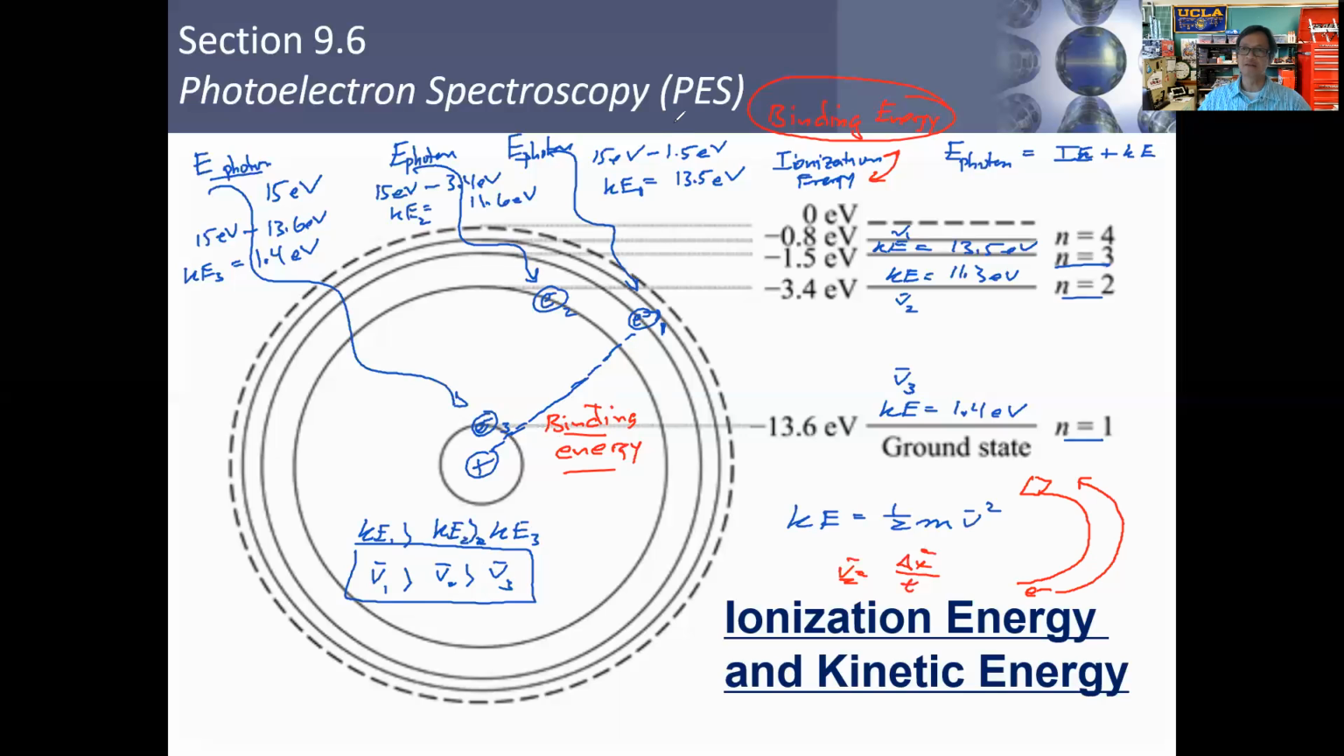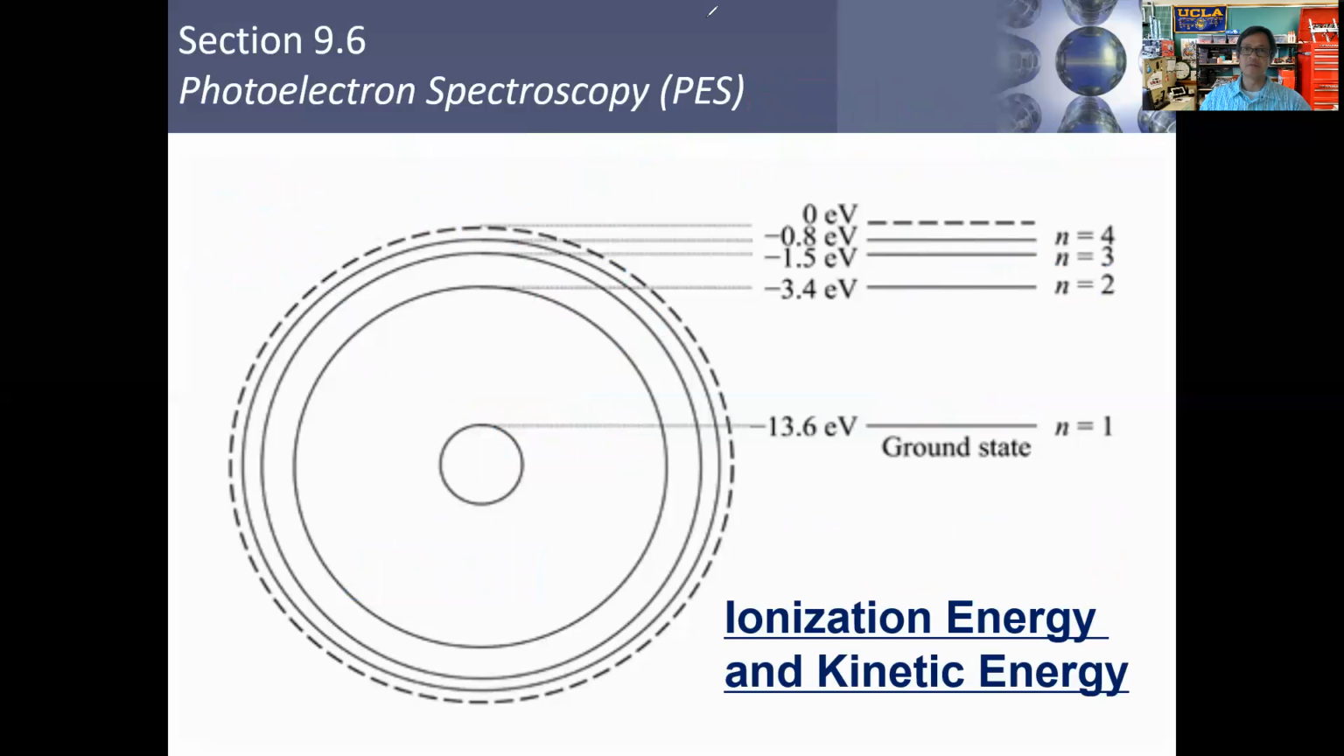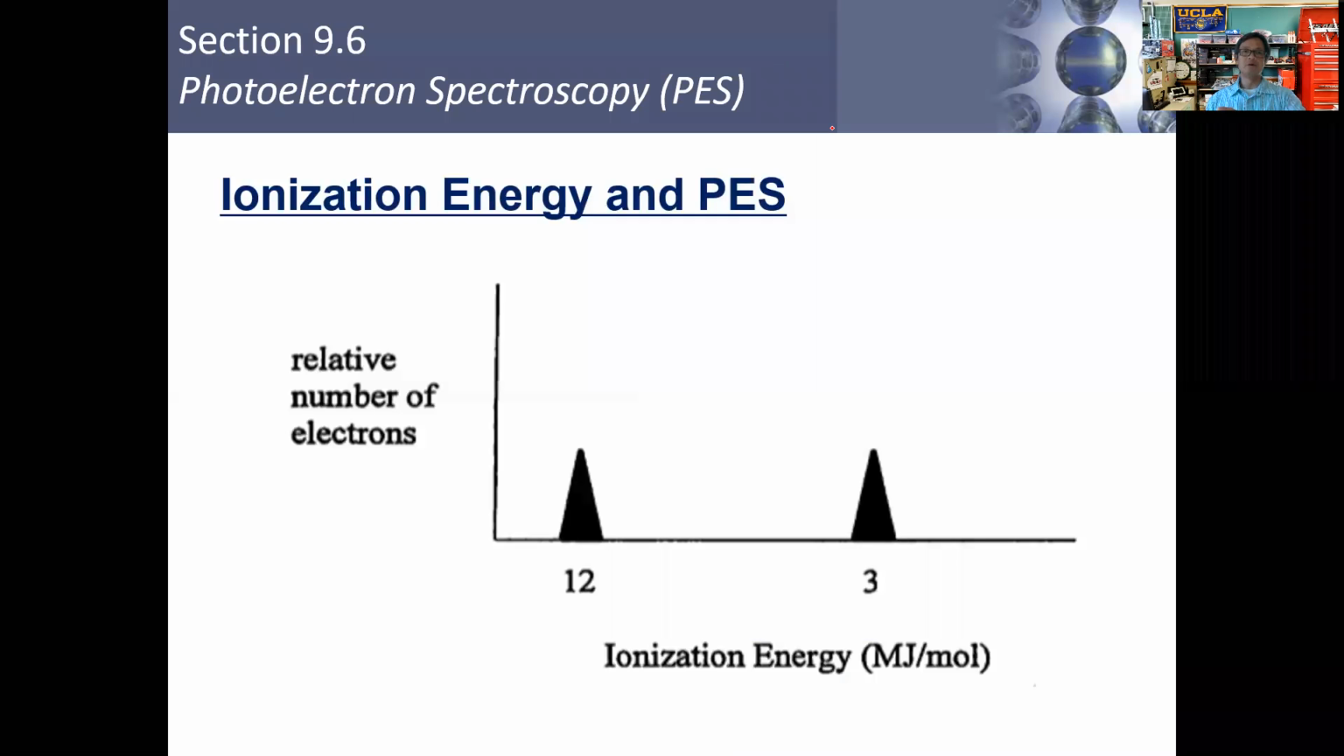against the relative amounts of those electrons. And this is what we get. This is the photoelectron spectrogram that we can obtain from that information. If you look here, this is the ionization energy. In some diagrams, you'll see it labeled as binding energy as well. And the units here are in megajoules per mole.